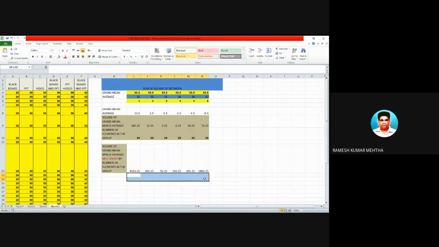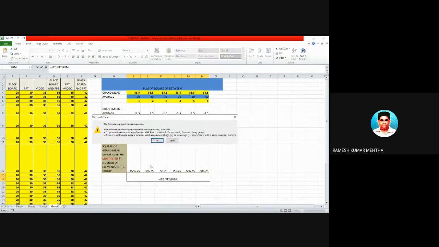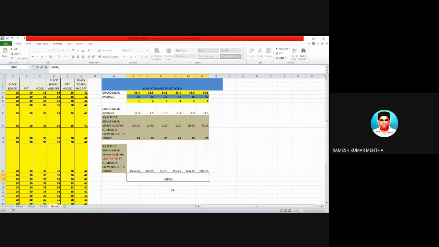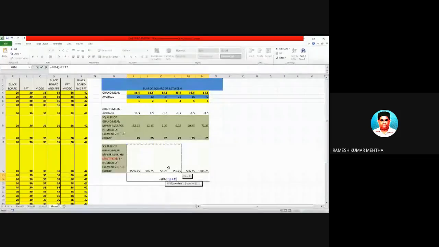Now what you have to do, all the results what I got, I have to just total it. So I will total them. Is equal to sum, bracket start from here till the end. Okay, just a moment. Is equal to sum, bracket start from here to here, and then enter.